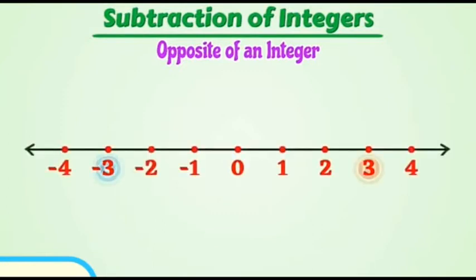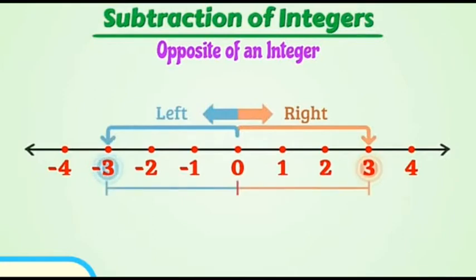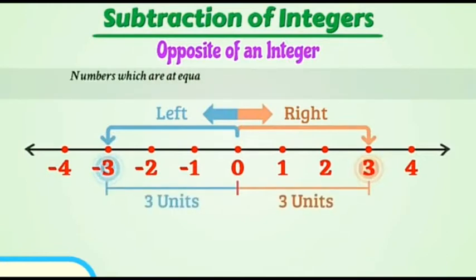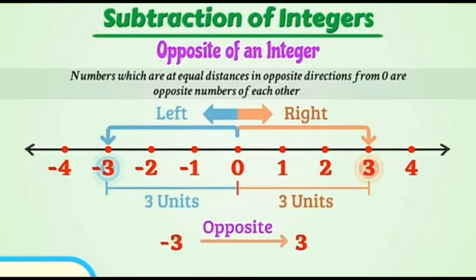Look at 3 and minus 3 on number line. Number 3 is right of 0 and minus 3 is left of 0. So they are in opposite directions. Further, the distance of these numbers from 0 is same. That is 3 units. The numbers which are at equal distances in opposite directions from 0 are opposite numbers of each other. So, 3 is opposite of minus 3. Similarly, minus 3 is opposite of 3.